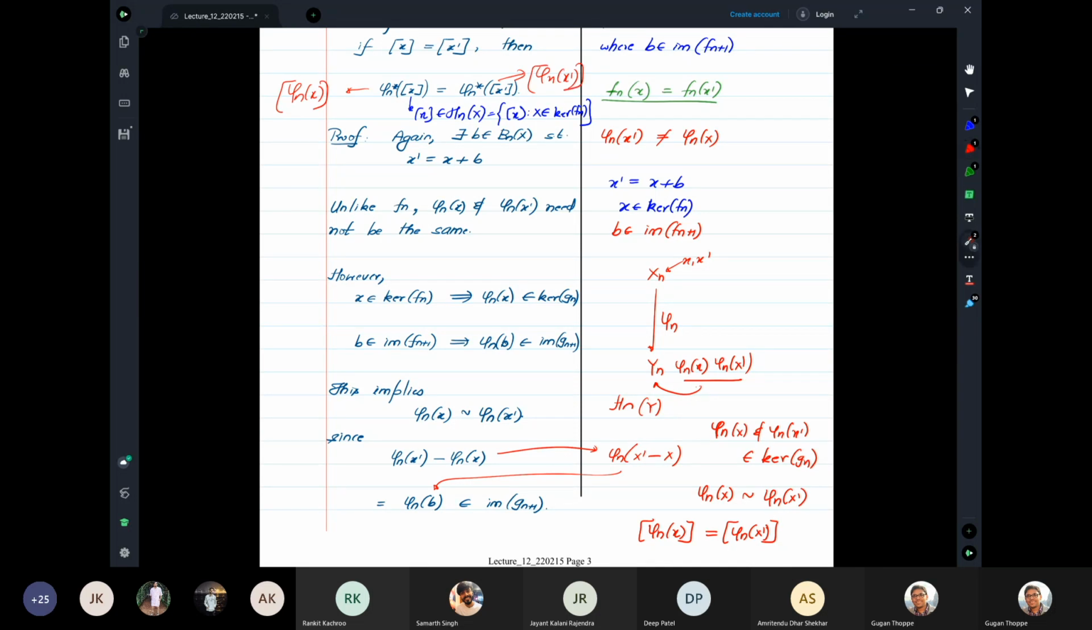Okay, so let me pause over here. If there are any questions on how we went about verifying whether this definition of phi n star, which is the induced map, is a well-defined map, let me know. Do you have any questions? Such questions will be part of your assignment and your exam, so if you have any clarifications, please feel free to ask them now. All right, I don't see any raised hand, so maybe we can advance.